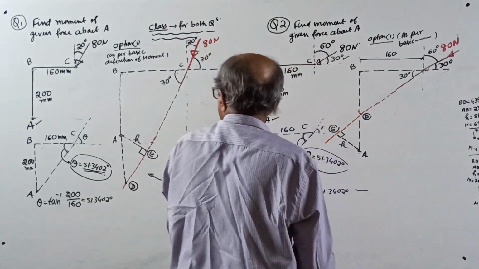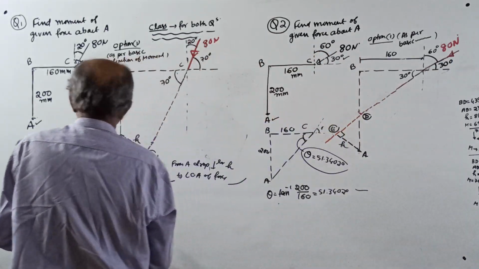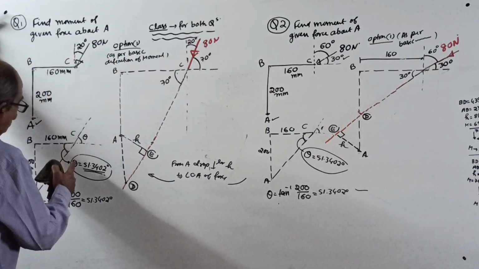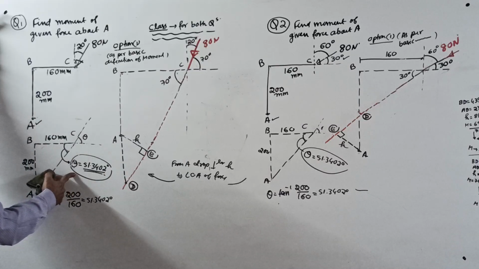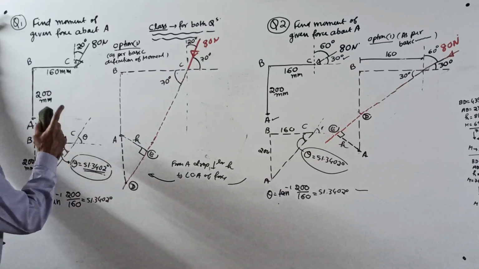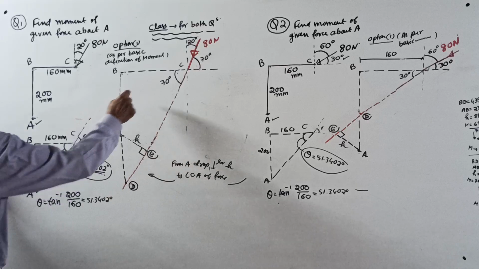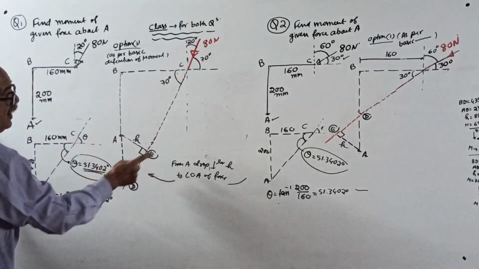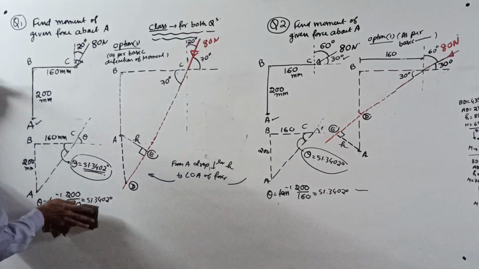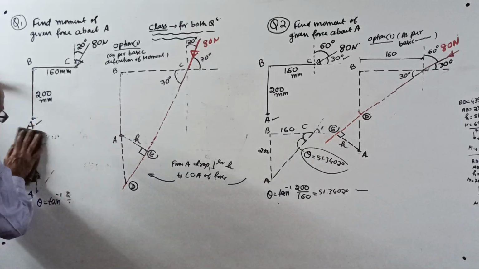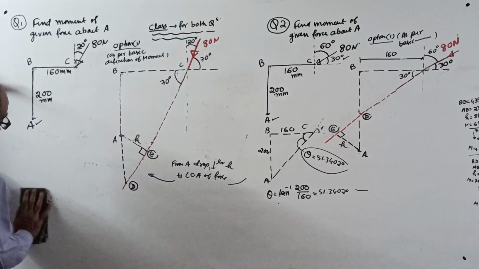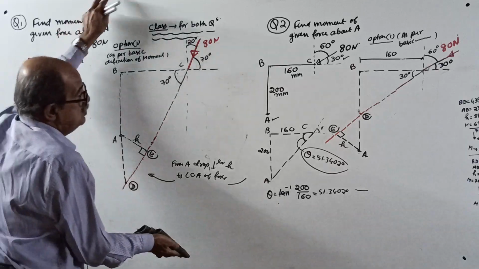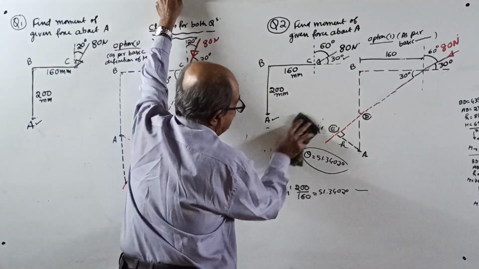Now I will remove all unwanted parts. Remember, you do not require this sketch. I remove this sketch. It is required only to decide whether that line cuts the vertical line below A or above A. Once that is over, it is not required. Remove it. Purpose is over. Here also, this is not required. Purpose is over.